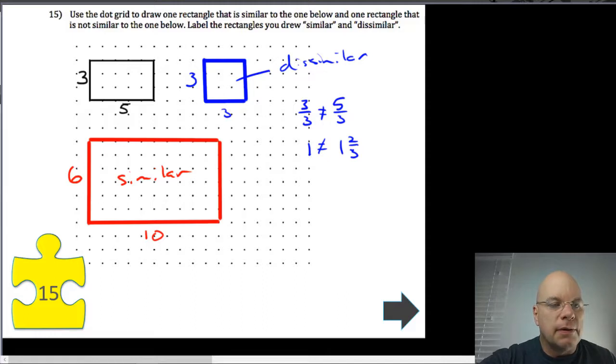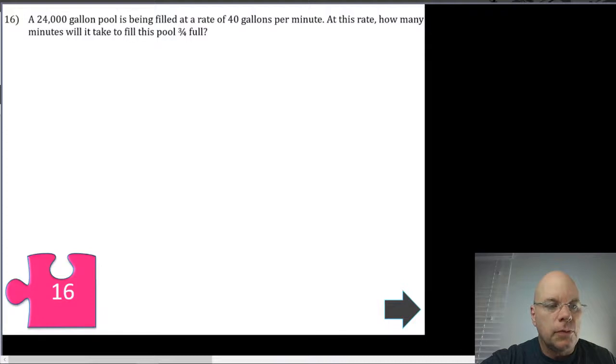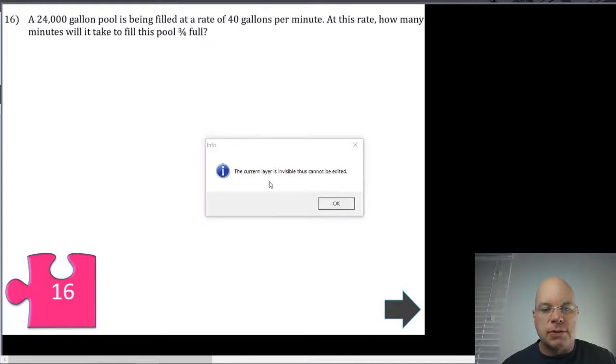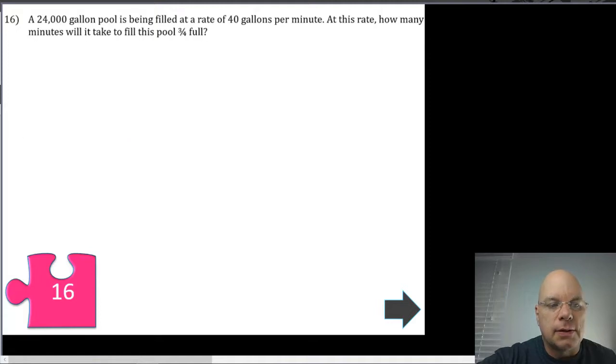Okay, last problem, problem 16. A 24,000 gallon pool is being filled at a rate of 40 gallons per minute. At this rate, how many minutes will it take to fill the pool 3/4 full? So we want to know how many minutes to get the pool 3/4 full.